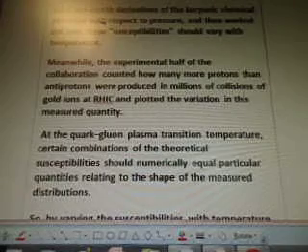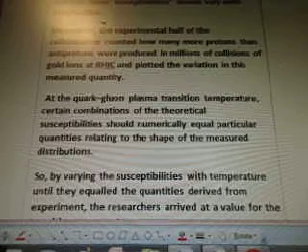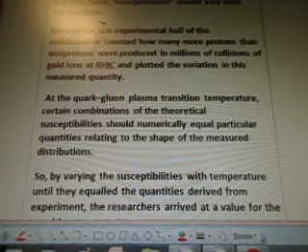Meanwhile, the experimental half of the collaboration counted how many more protons than antiprotons were produced in millions of collisions of gold ions at RHIC and plotted the variation in this measured quantity.